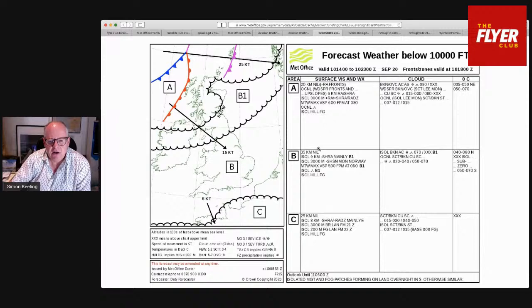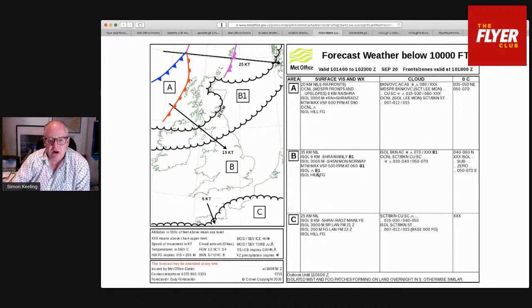So we're then going to look down here, this column here. And what I do is I will have a scan down and just see if there's anything that stands out that I should be really taking note of. First up, area A. Look, I've got in there a symbol. That triangular symbol tells me there's moderate turbulence in area A.